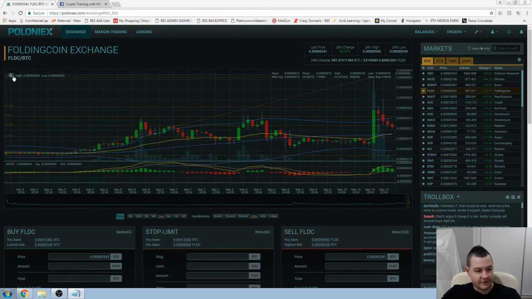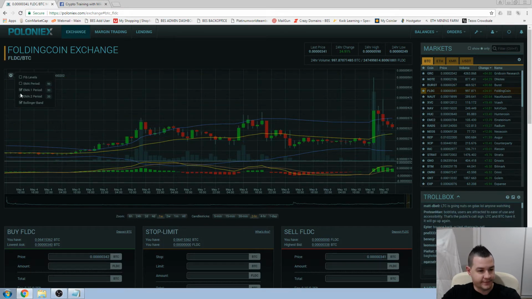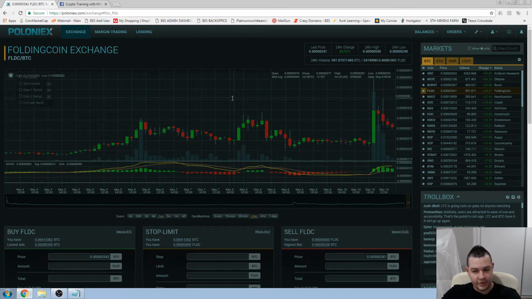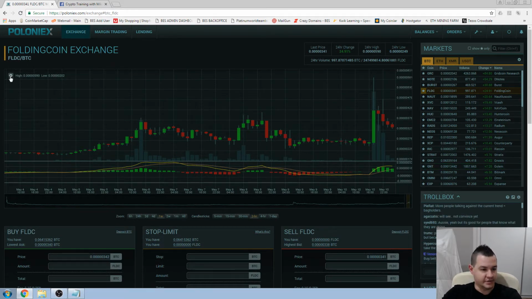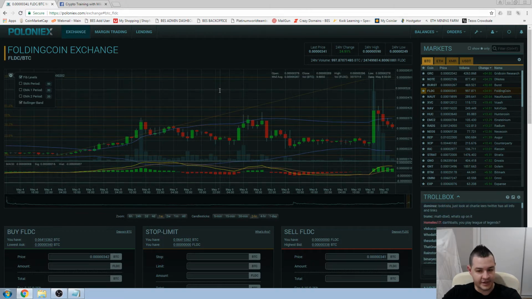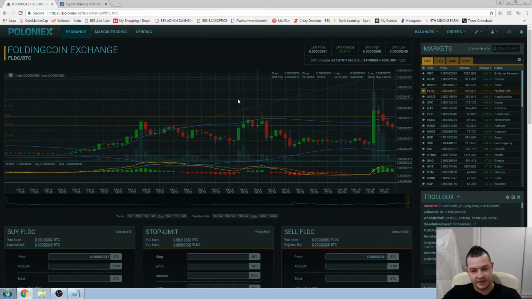Okay, so starting off guys, what we want to use initially for our basic setup is we want to come into this cog over here, the settings, and we want to turn on the Fib levels and we want to turn on Bollinger Bands only. We'll get into the other ones later on in the advanced trading because we want to use those with the trading view section.